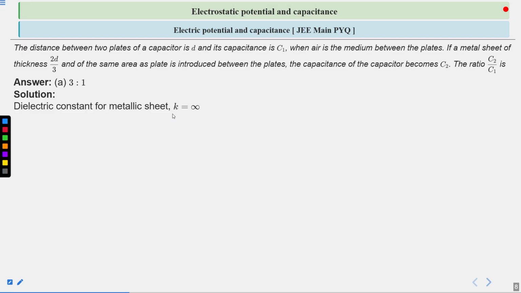So we know that the dielectric constant for a metallic sheet is infinite, because a metallic sheet will induce charges on its faces in the external electric field. We have seen the behavior of a conductor in an electric field. It will induce or redistribute the charge in such a way that it will totally cancel the external electric field inside. So it can store a number of charges on its surface, as much charge as we can. So for a metallic sheet, the dielectric constant is infinite.